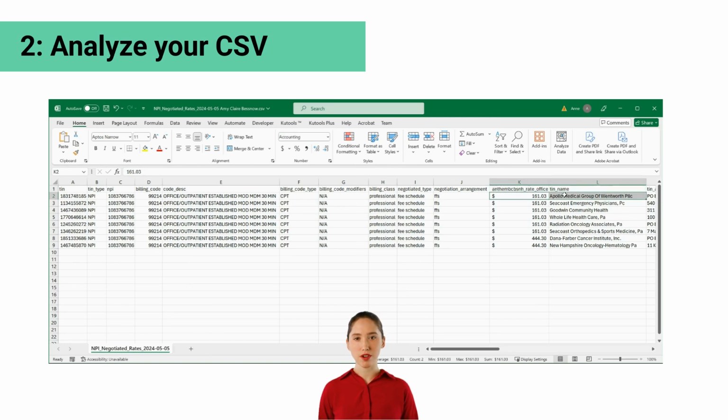Apollo Medical Group of Wentworth PLLC can bill $161.03 for this office visit, and Dana-Farber Cancer Institute, Inc. can bill $444.30 for this office visit.